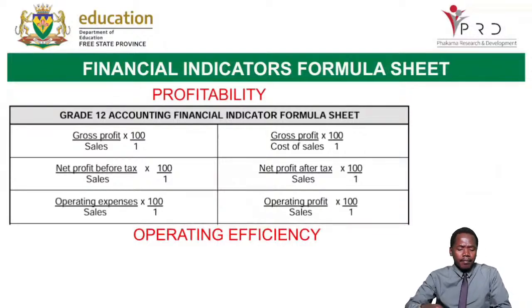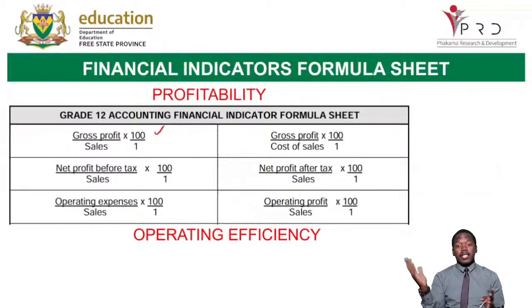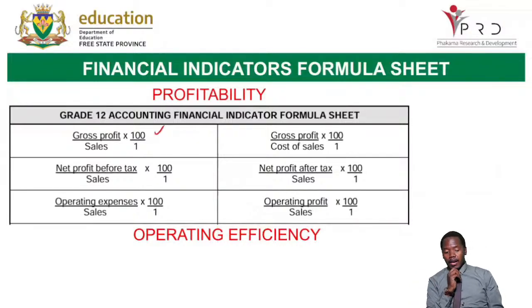Can we name them? The first one, what do we call the first one? Yes, this is the percentage gross profit on sales. Please, you must play this game with your friends for you to know this. Remember, they will give you the formula sheet at the back of your paper 1 and paper 2, but you must know the name of each indicator so that you'll be able to use it for your calculation.